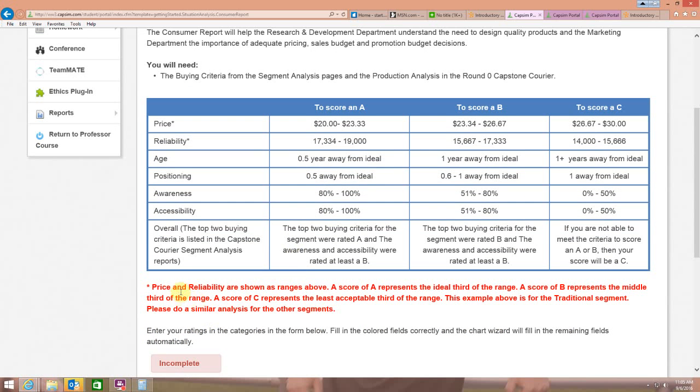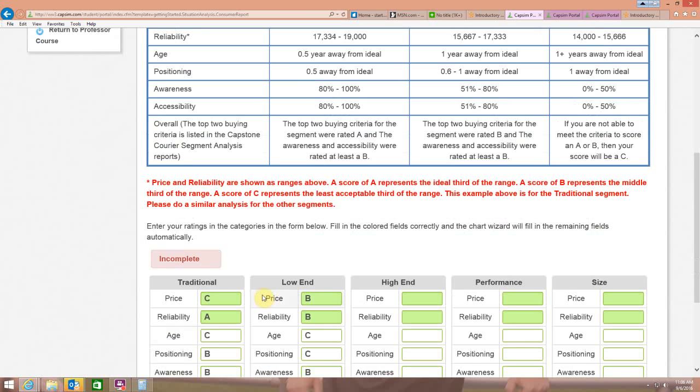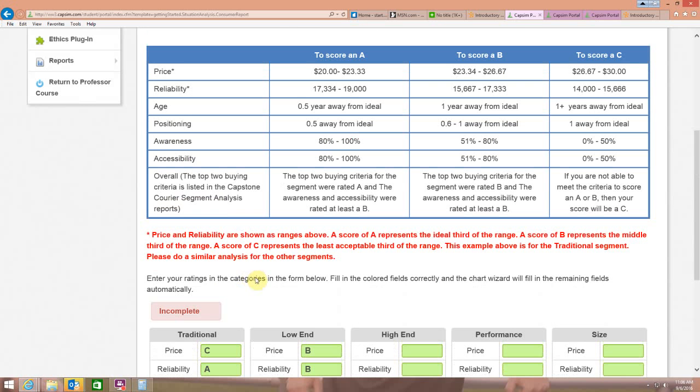if things, price and reliability are shown as ranges above, a score of A represents the ideal third of the range, a score of B represents the middle third of the range, and a score of C represents the least acceptable third of the range. This example above is for the traditional segment, but you have to do a similar analysis for other segments.